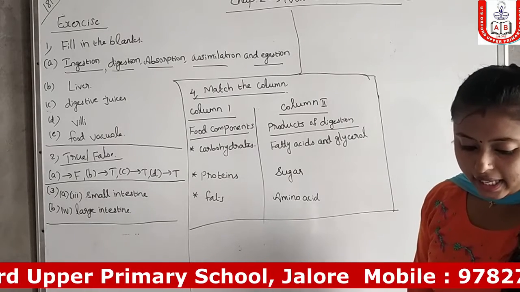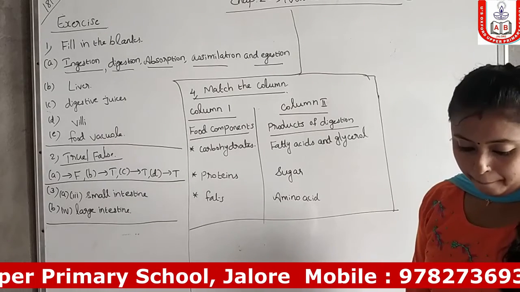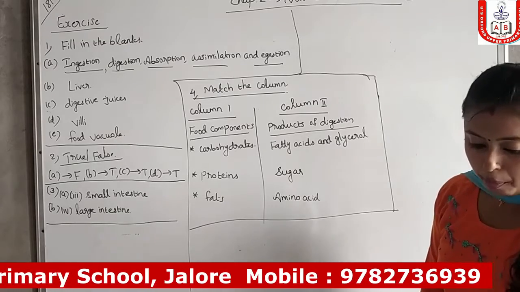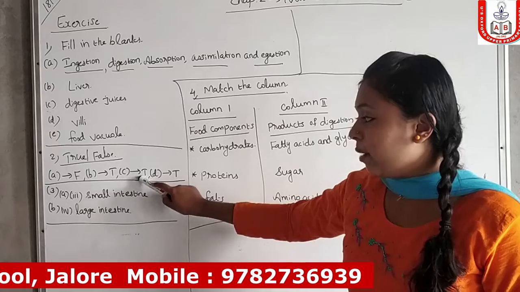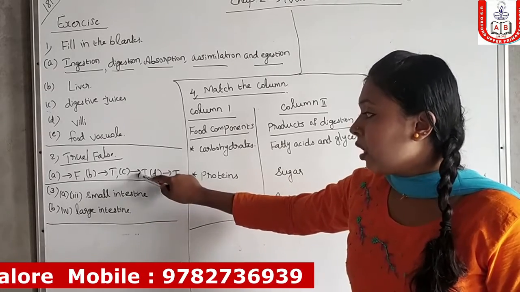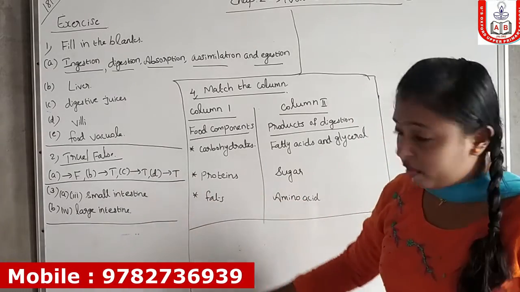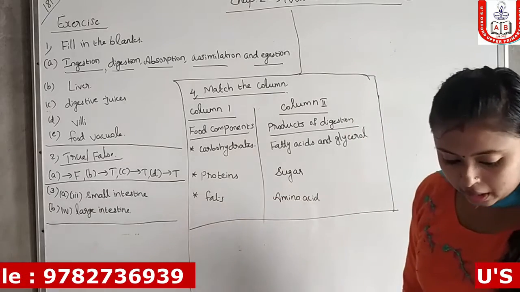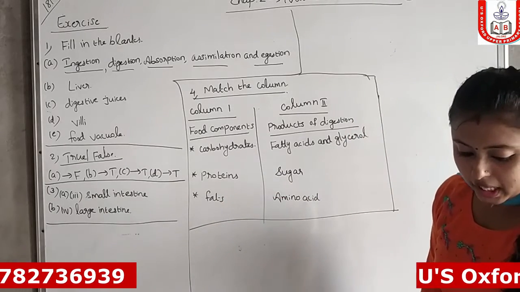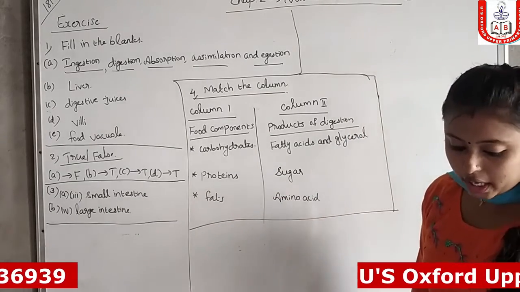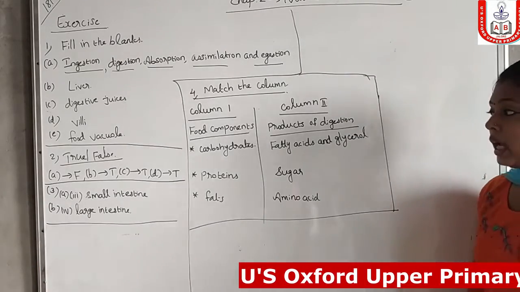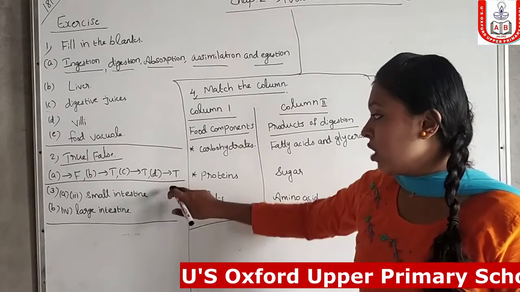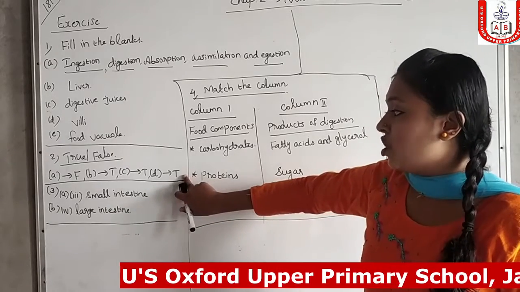Next: the gallbladder temporarily stores bile. That is also a true statement. We studied this yesterday, so I have written T here. Last one: the ruminants bring back swallowed food into their mouth and chew it for some time. That is also a true statement, so I have written T.